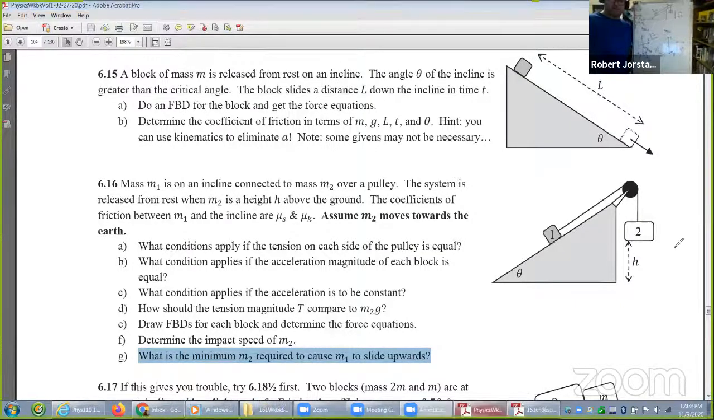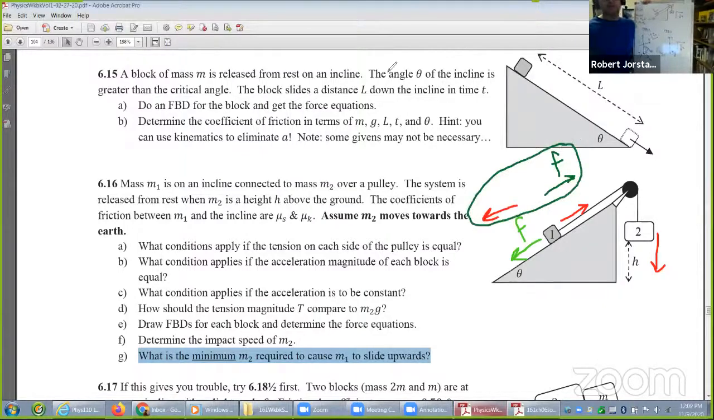Think about it. If M2 is really large, it's going to go this way. And then this one would tend to move up this way, and friction would point down the plane. That's terrible. Undo. Right? So sometimes friction would point down the plane. However, what if M1 was really heavy? If M1 was really heavy, you could have acceleration this way, and then you could have friction up the plane, right? So it's not obvious whether we need to do this or that.